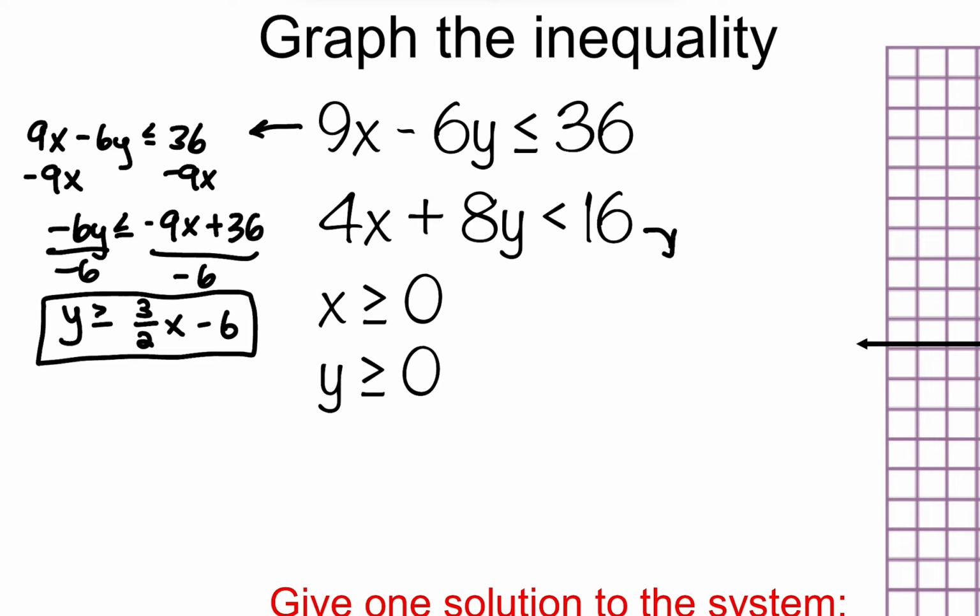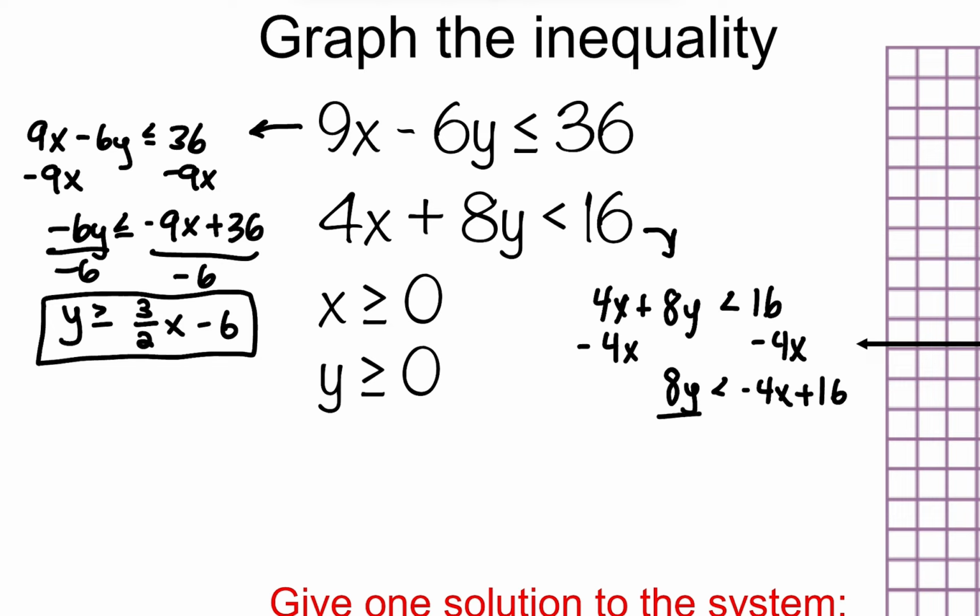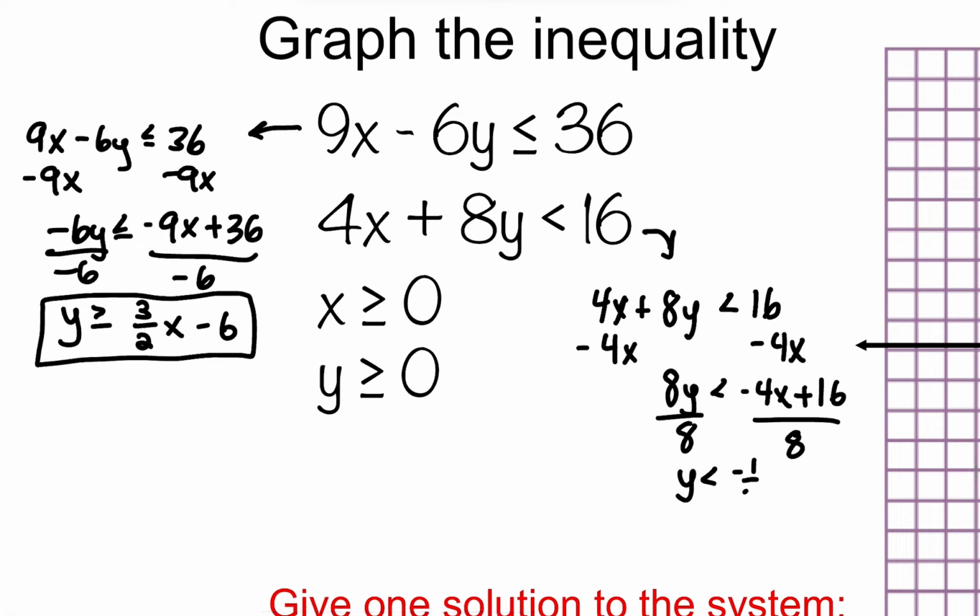Let's solve this one over here. 4x plus 8y is less than 16. Subtract 4x. I do not need to flip it because I subtracted. I didn't divide by a negative. That's okay. And then I'm going to divide by 8, and I still don't need to flip it because I divided by a positive number, not a negative. 4 divided by 8 is 1/2, so this is negative 1/2. And 16 divided by 8 is 2.